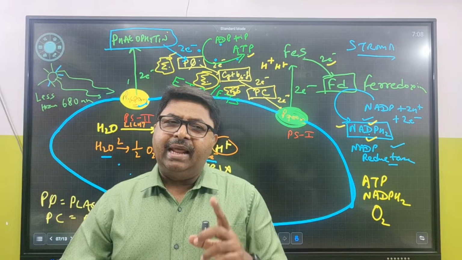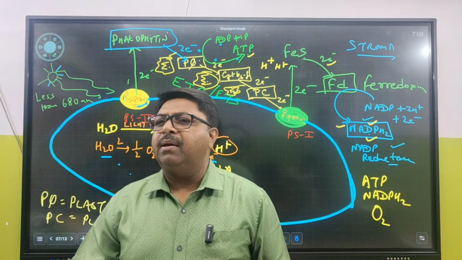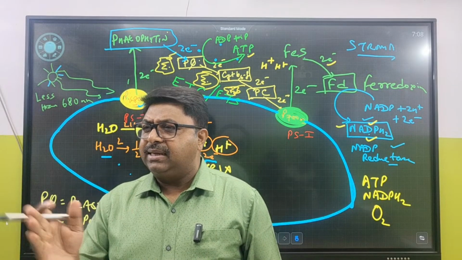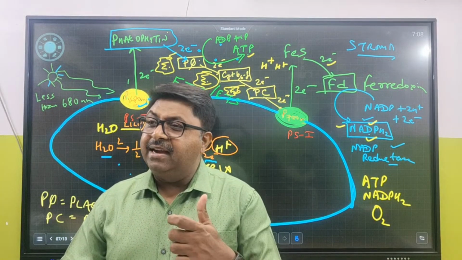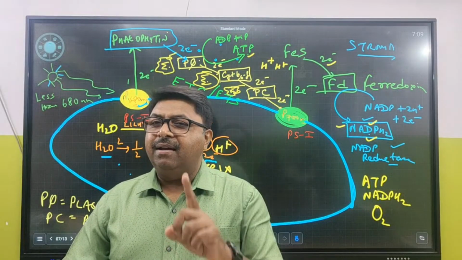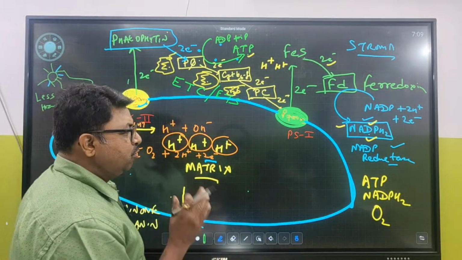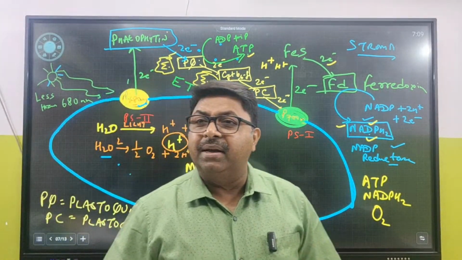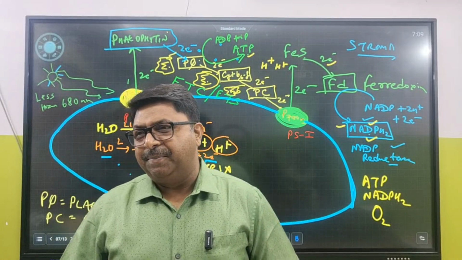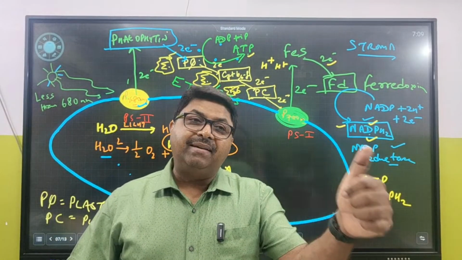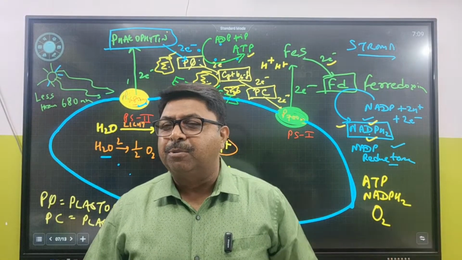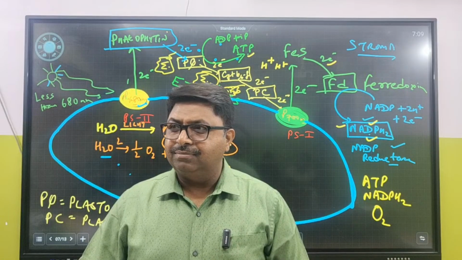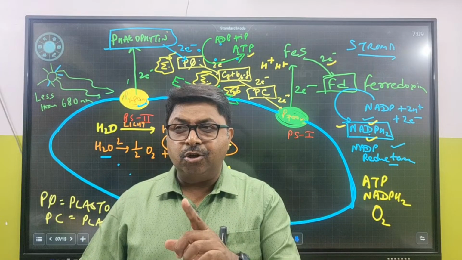NADPH2 is the check. To break it down, where do you have to go? To the bank, and the name of the bank is Electron Transport System, Punjab National Bank, PNB, ETS. If you want cash, ATP, you have to go to the Electron Transport System. If you make ATP with the help of the electron transport system, where the starting point is NADPH2 or FADH2, then it is called oxidative phosphorylation.